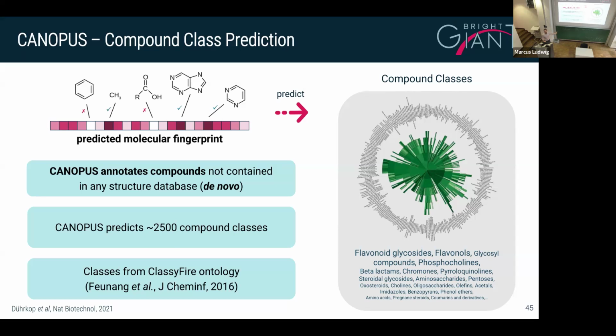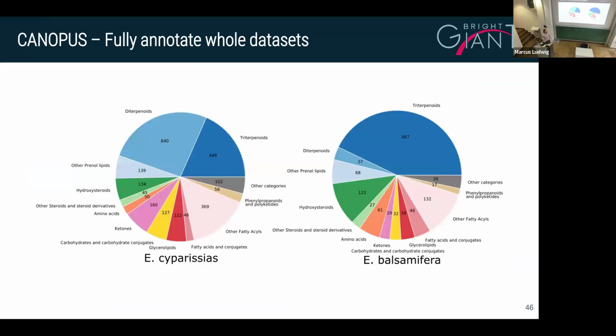So for that, you don't need any structure database. You can always do it. And this is really a nice thing because on the one hand, if you're not interested in a specific compound, but you just want to get an idea of your data set, you can even compare it on a compound class level. So you see different conditions, and then you see, hey, this condition has more diterpenoids than the other one, or this one has more triterpenoids. And from this, you maybe can generate hypotheses why this could be the case, and you can dig deeper.